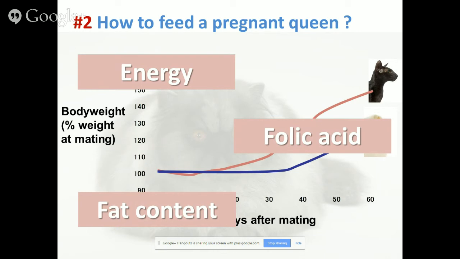And folic acid supplementation in dogs, for instance, has been shown to decrease the incidence of cleft palate. So today, we recommend to supplement the queen in folic acid during gestation in order to decrease the incidence of cleft palates, which again are the most common defect we will encounter in newborn kittens.